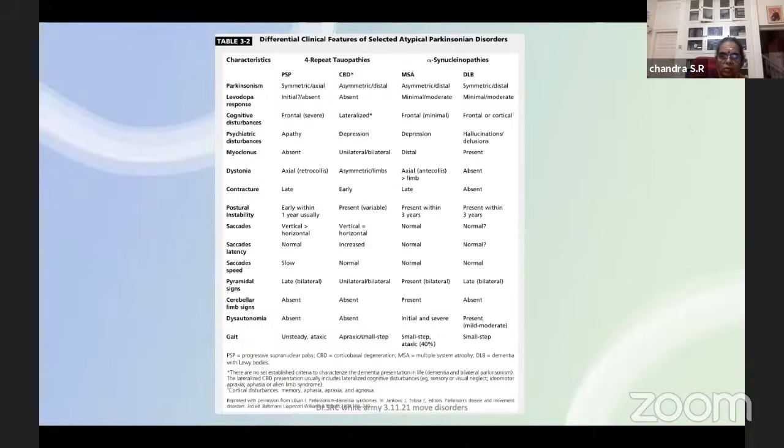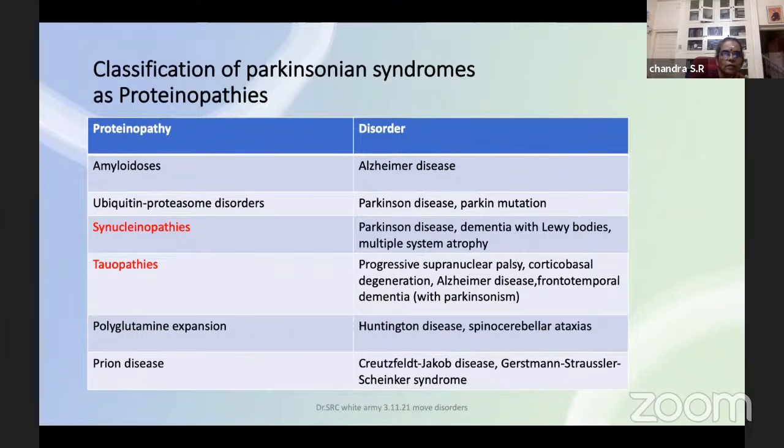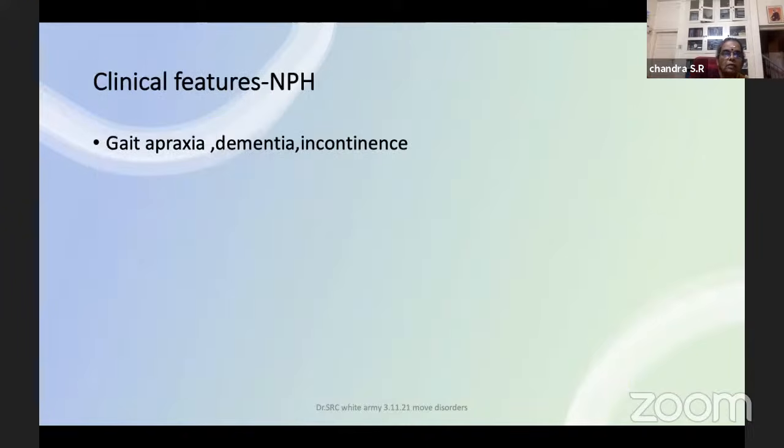So all that you can talk to the patient about after categorizing them, and what are all the genes that are linked and what are the combinations. This also is in the Continuum. And by the protein that is abnormal, they are classified as amyloid protein, Alzheimer's disease, ubiquitin proteasome, Parkinson's disease and their mutations, synucleinopathy, MSA, DLBD, tauopathy, PSP, AD, FTD, and polyglutamine, Huntington's, spinocerebellar ataxia, prion disease, CJD. So they are categorized like that based on the proteins.